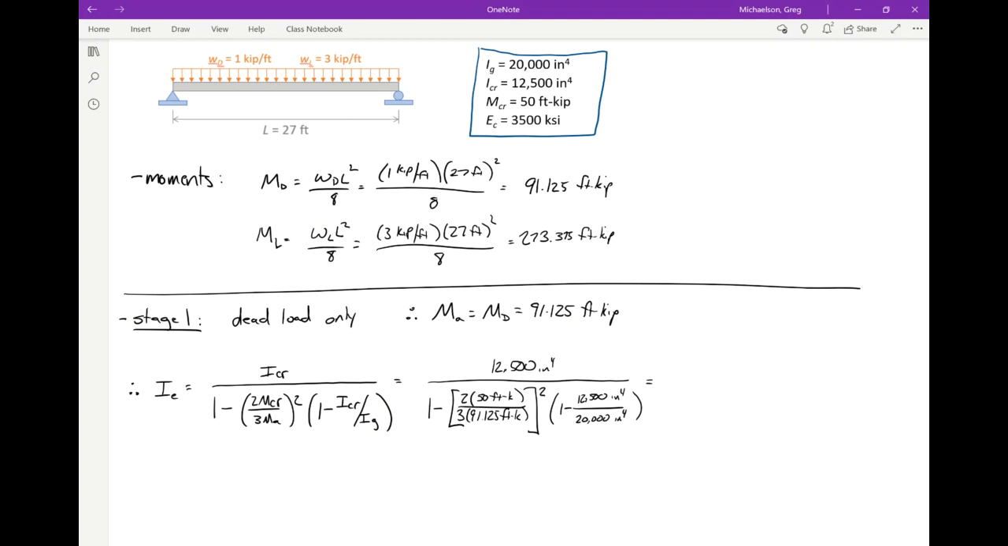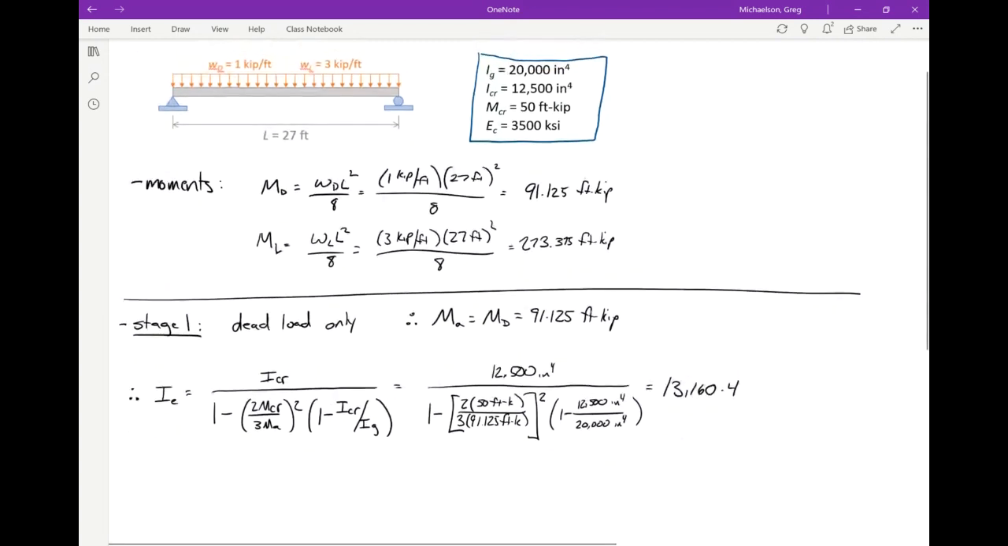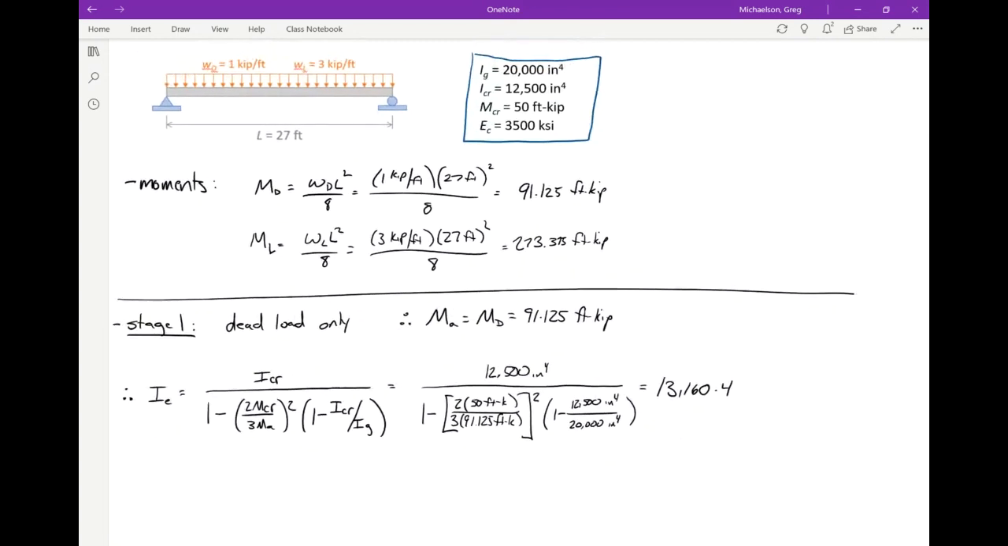Somebody other than Mr. Stratton on this one. Mr. Stratton already responded in chat. 13160.4. That's what I got. So 13160.4. And what are the units on that? Sorry about that. What are the units on that? There you go. Inches to the fourth.